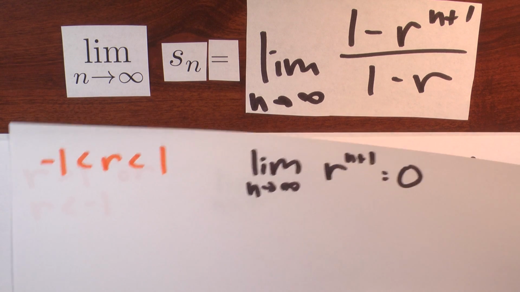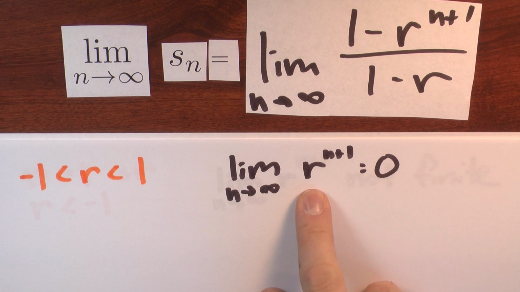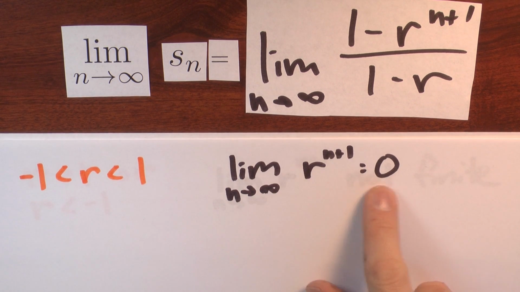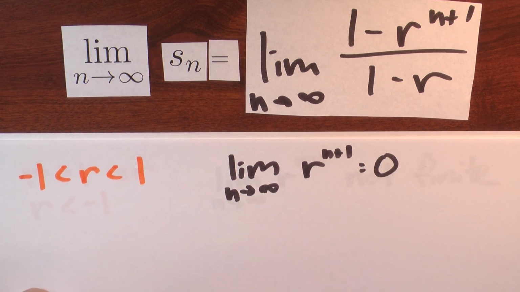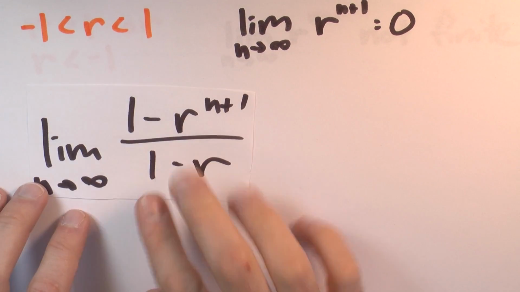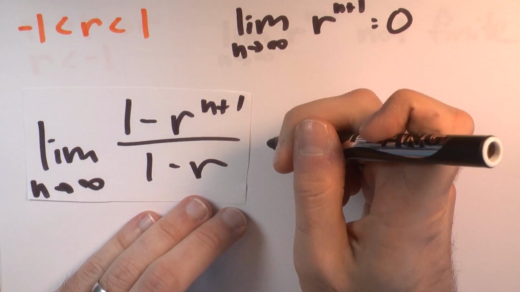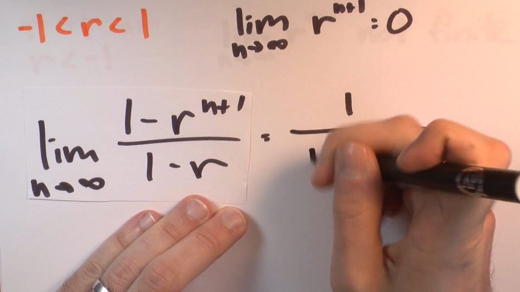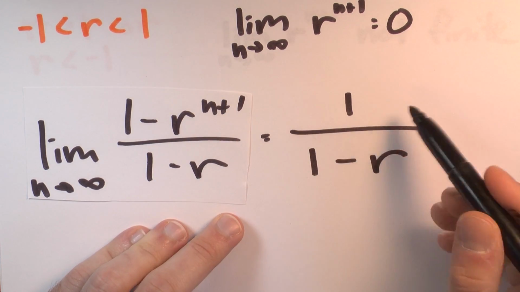Well, exactly. In that case, if r is between minus 1 and 1, then the limit of r to the n plus 1 as n approaches infinity is equal to 0. If I take a number between minus 1 and 1 and raise it to an enormous power, that number gets very close to 0. Well, this then lets me calculate this. If I want to calculate the limit of 1 minus r to the n plus 1 over 1 minus r, that then is 1 over 1 minus r, because the limit of r to the n plus 1 is 0.